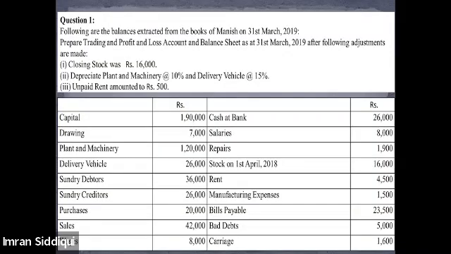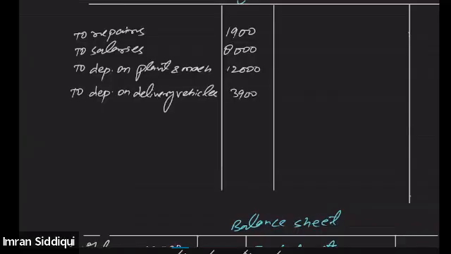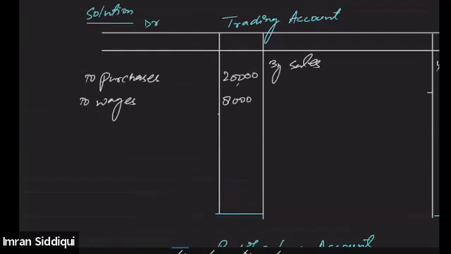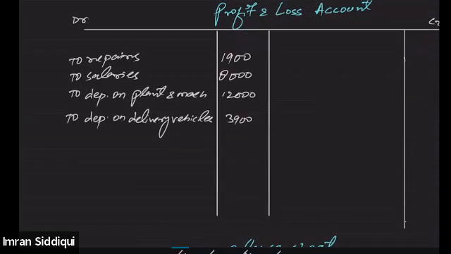Then stock on 1st of April 2018. This is opening stock, and opening stock is always written in the trading account on the debit side. 16,000. Then rent. Rent is an indirect expense unless it is related to the factory. And since in this question no bifurcation is given, nor is it specifically mentioned that rent is related to the factory, we'll simply presume that it is office related rent and will be considered an indirect expense. The rent is 4,500.